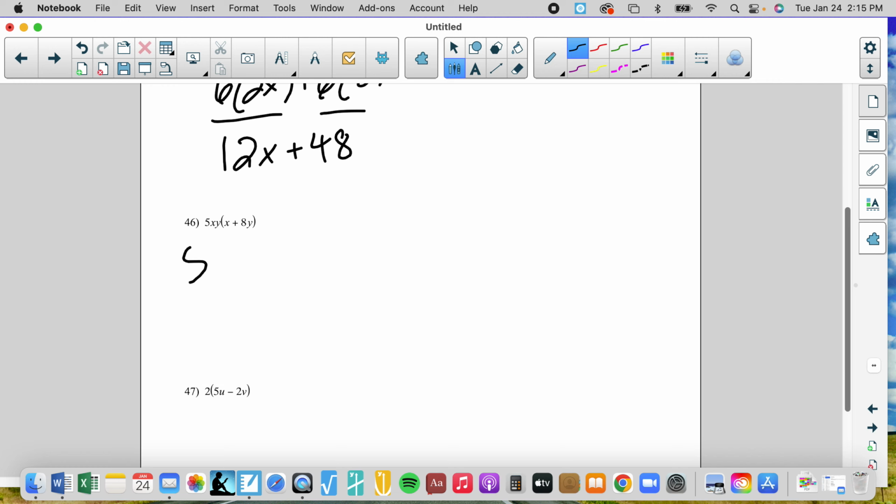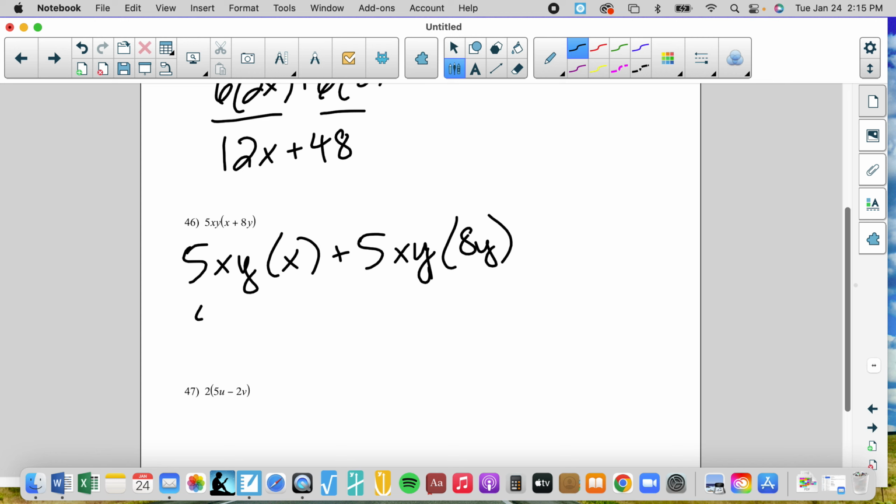We have 5xy times x plus 5xy times 8y. So now we have a little bit more sophisticated monomial times a monomial. We multiply coefficients. 5 times 1 is 5. Like bases, x times x is x squared, and then the y. We have 5 times 8 is 40. X doesn't have a partner. Y to the first times y to the first is y to the second.